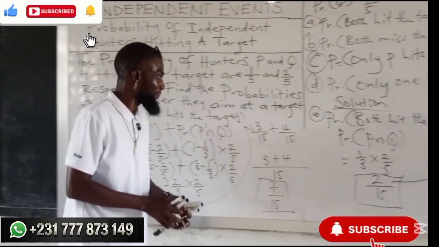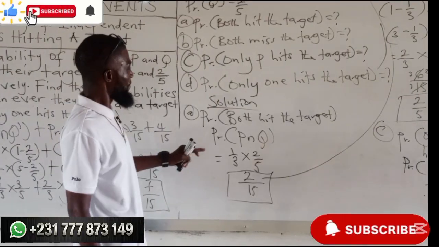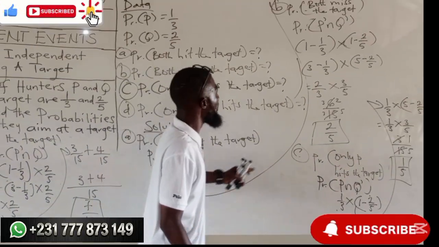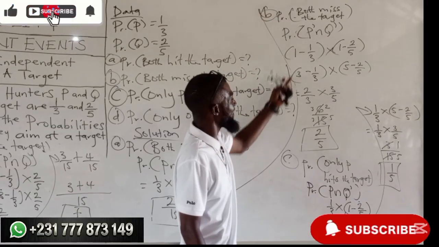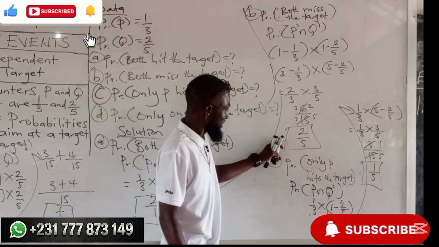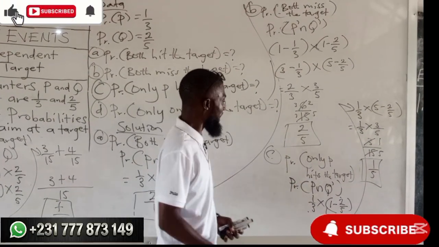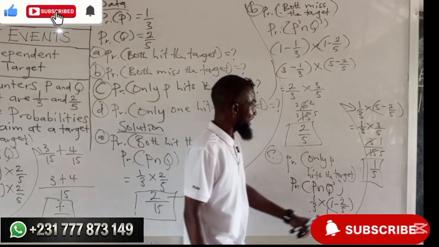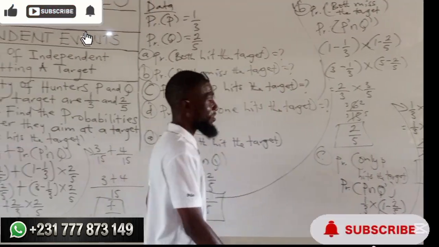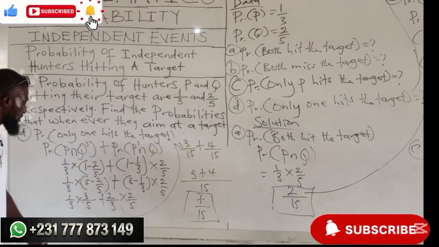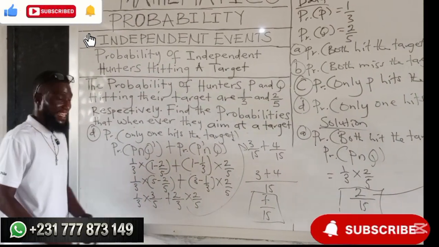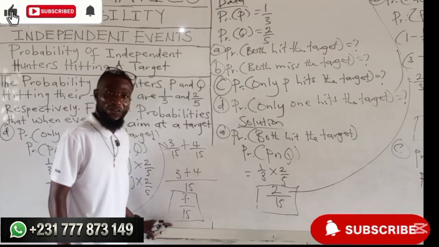Ladies and gentlemen, our answer for A, both hit the target, is 2 over 15. And our answer for B, both miss the target, is 2 over 5. At the same time, our answer for C, only P hits the target, is 1 over 5. And our answer for D, only one hits the target, is 7 over 15.